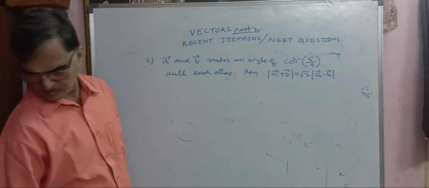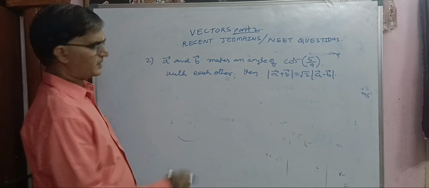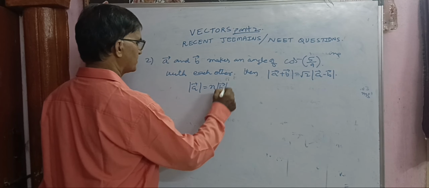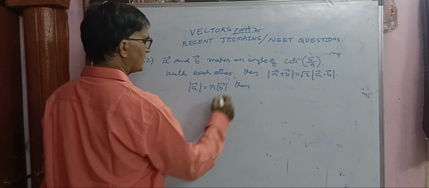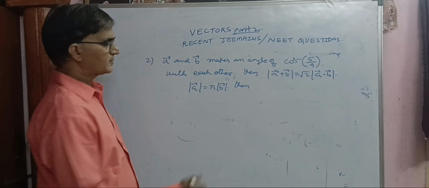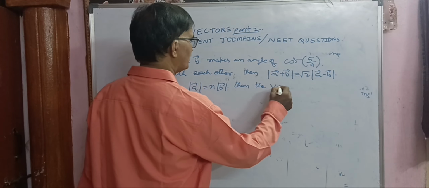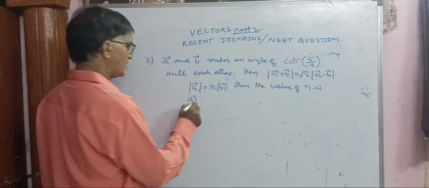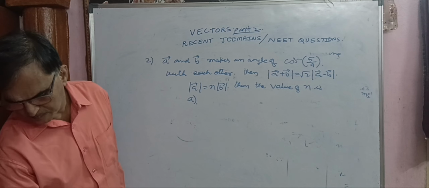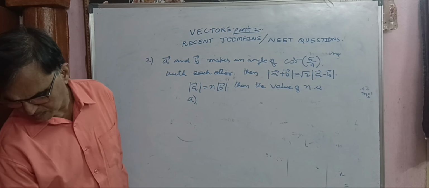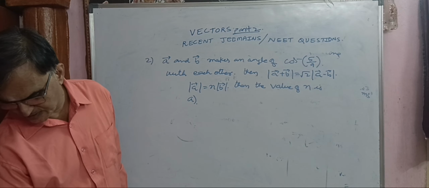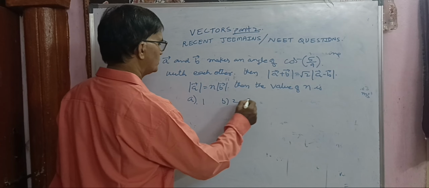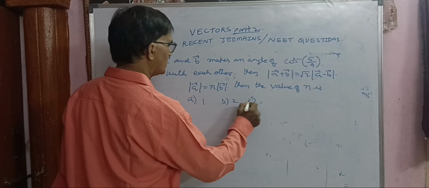and then vector modulus of A is equal to n into B. Then the value of n is: 1, 2, 3, 4.